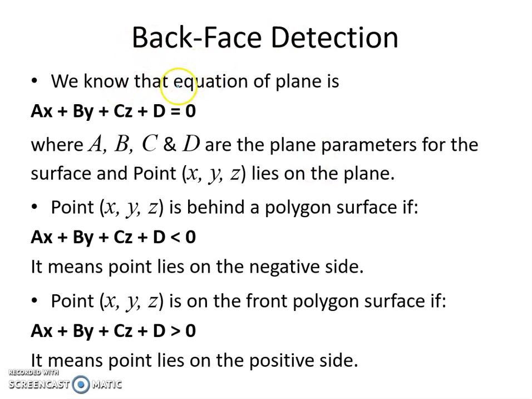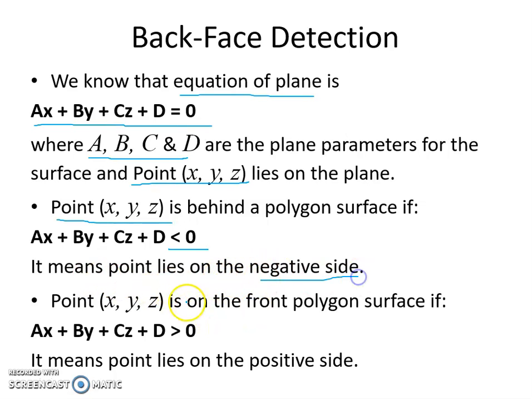For the backface detection, we can use the equation of the plane. We know that the equation of the plane is ax plus by plus cz plus d equal to 0. Here, a, b, c and d are the plane parameters for the surface and point x, y, z lies on the plane. When the point x, y, z is behind a polygon surface, then ax plus by plus cz plus d is less than 0. It means that the point lies on the negative side and the point x, y, z is on the front of the polygon. If ax plus by plus cz plus d is greater than 0, that is, the point lies on the other side of the polygon surface.